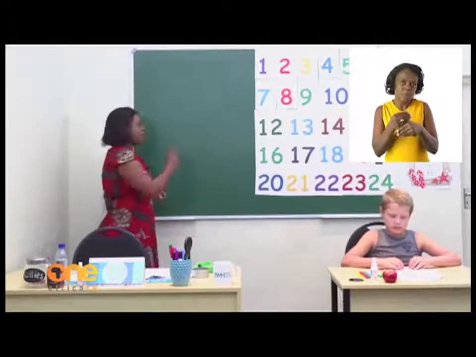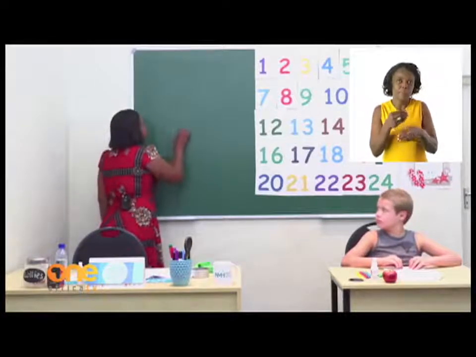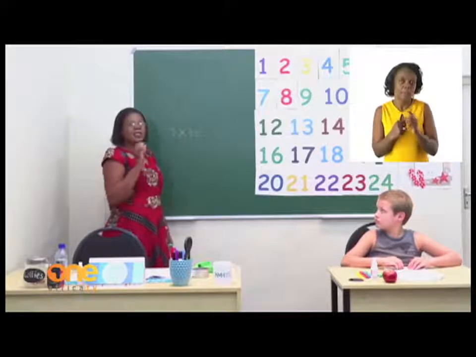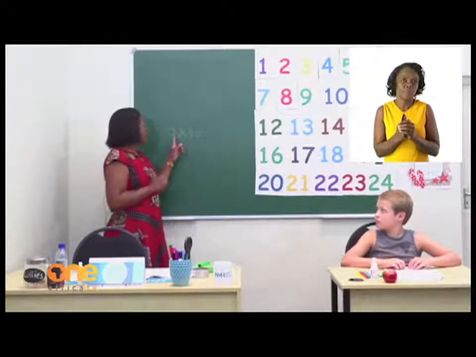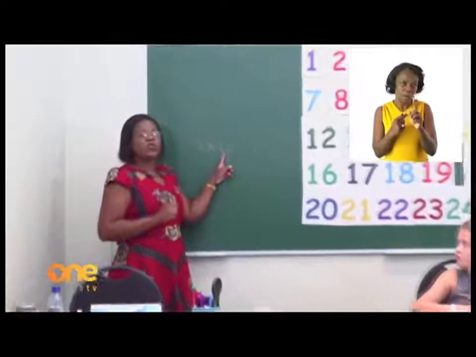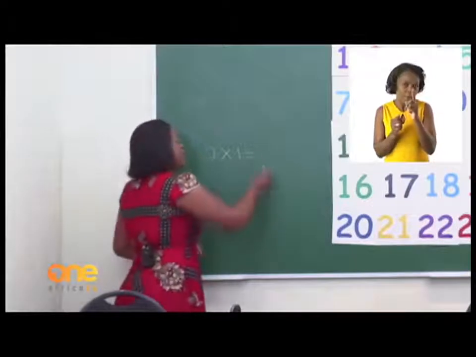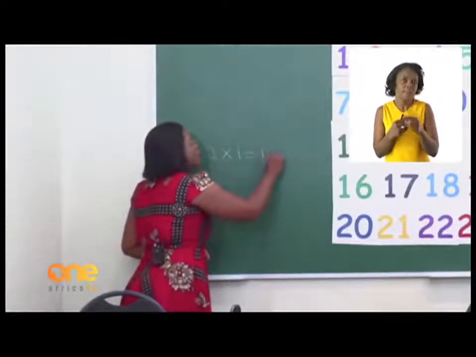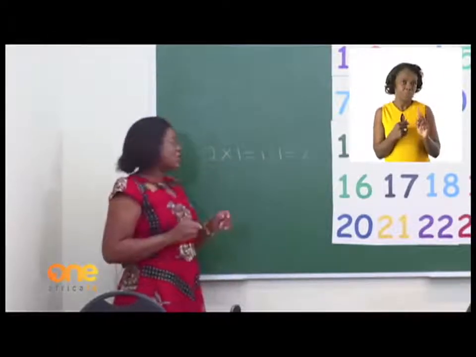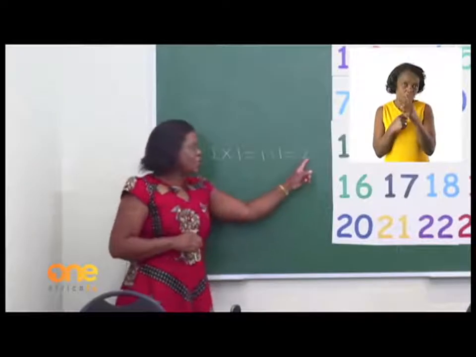For example, the example that they have given us on page 8, 2 times 1. How do we get to the answer? It is repeated addition. So 2 times 1. How many times should we add a 1? We add it 2 times. Therefore, we say 1 plus 1. So what is the answer? Our answer is 2. So 2 times 1, now we know the answer is 2.